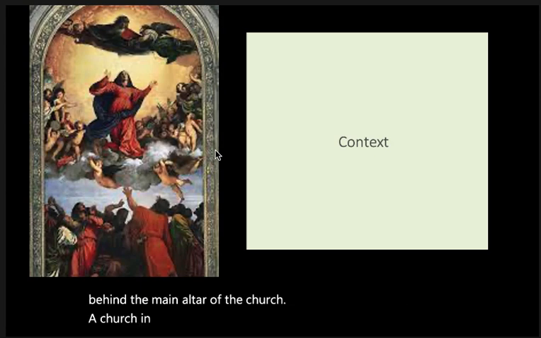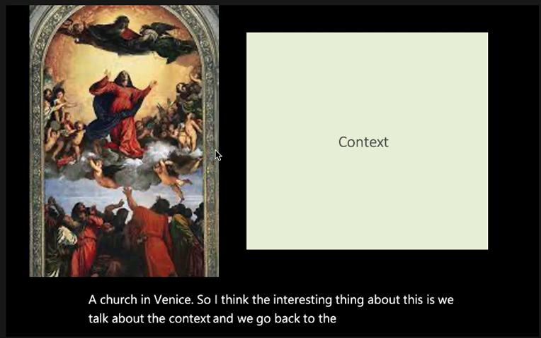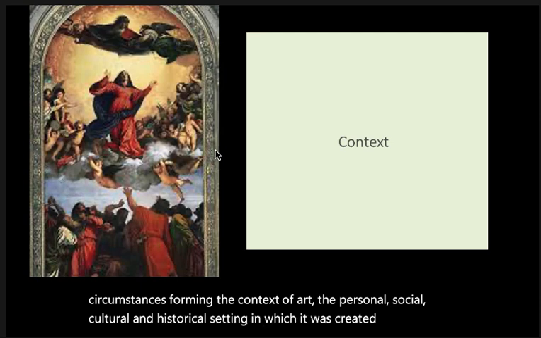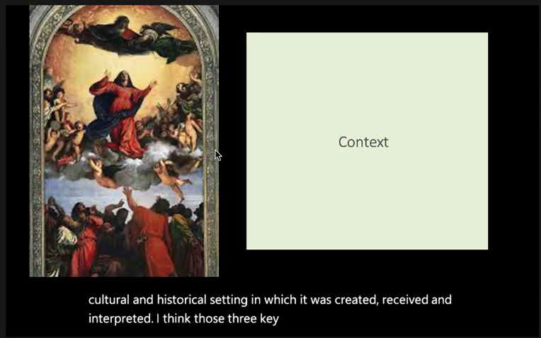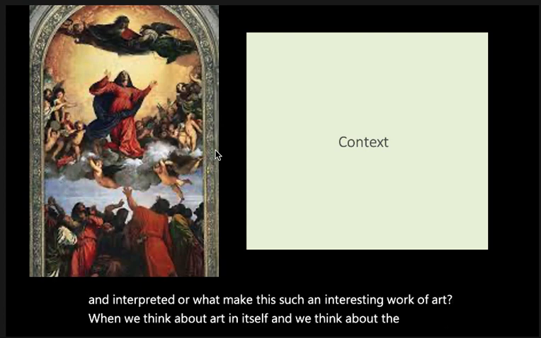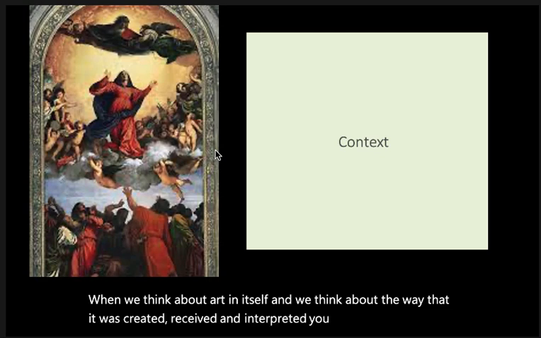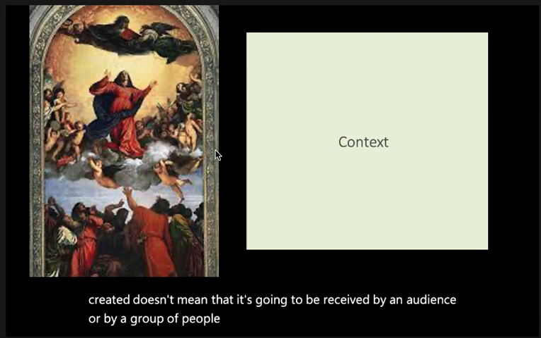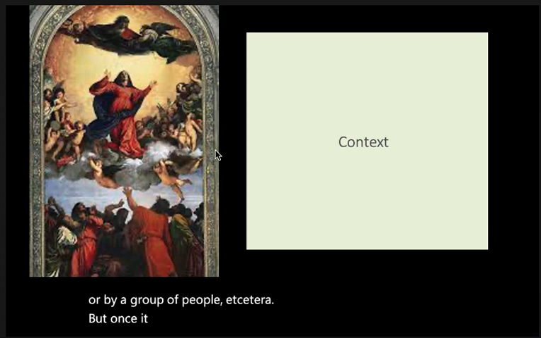So I think the interesting thing about this, as we talk about the context, and we go back to the definition of these circumstances forming the context of art, the personal, social, cultural, and historical setting in which it was created, received, and interpreted. I think those three key end words, created, received, and interpreted, are what make this such an interesting work of art. When we think about art and the way that it was created, received, and interpreted, just because artwork is creative doesn't mean that it's going to be received by an audience or by a group of people. But once it is received, how is it interpreted?